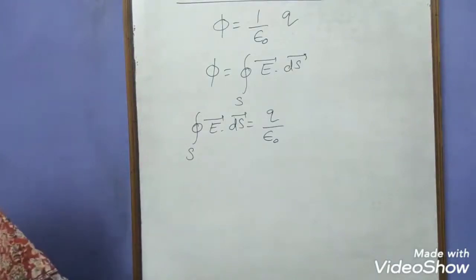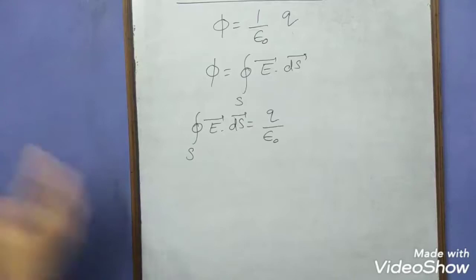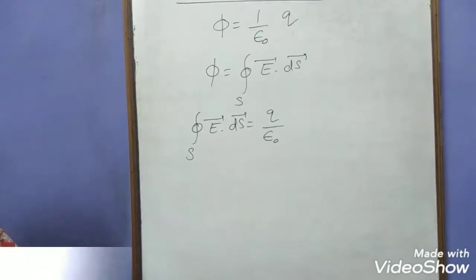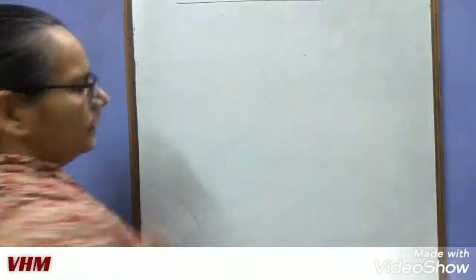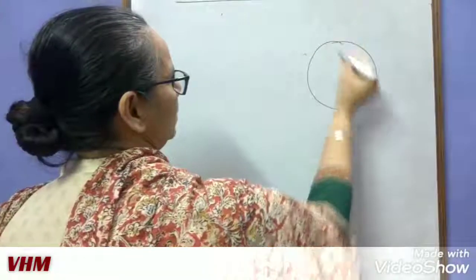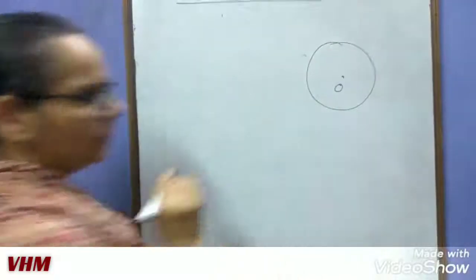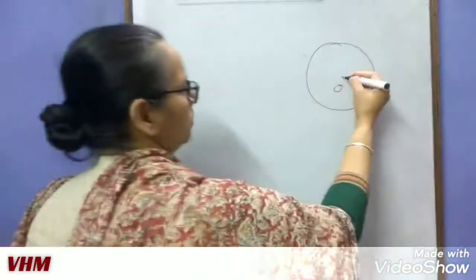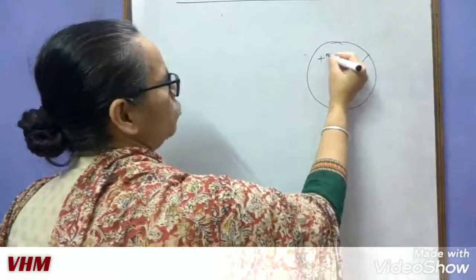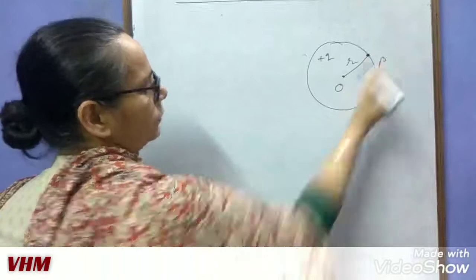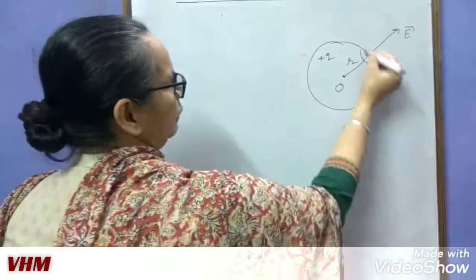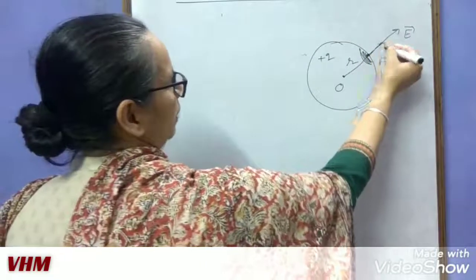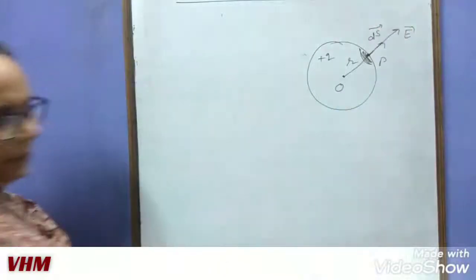Now how do we prove this Gauss theorem? It is always proved for a spherically symmetric closed surface. And for its proof, we have considered a spherical surface with center O and radius R, and a plus Q charge. This is our observation point. Here the electric field is E, and if we consider the area vector around it, this is ds vector.